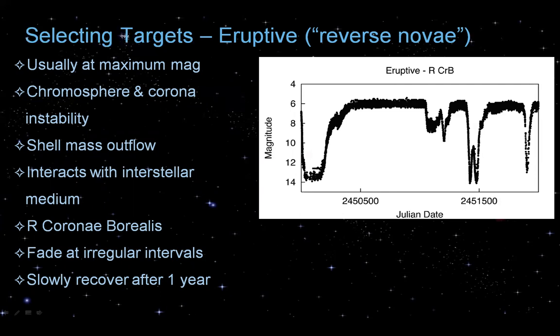And it all has to do with a shell of stellar mass being ejected from the star, interacting with the interstellar medium. And the star is being obscured by the expanding shell of dust and gas. And it can be a very slow process to recover from the faint state as the shell dissipates into the interstellar medium. So observing these stars can detect sudden drops and rises in magnitude, and that's a great project in itself.